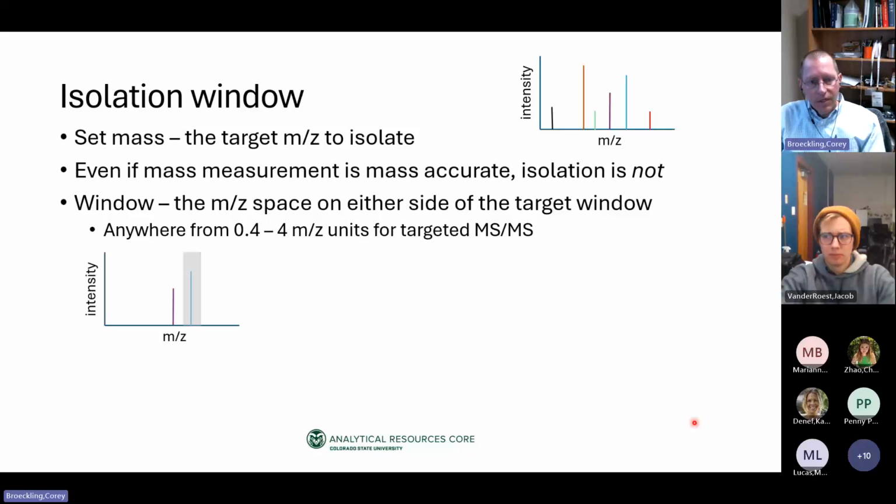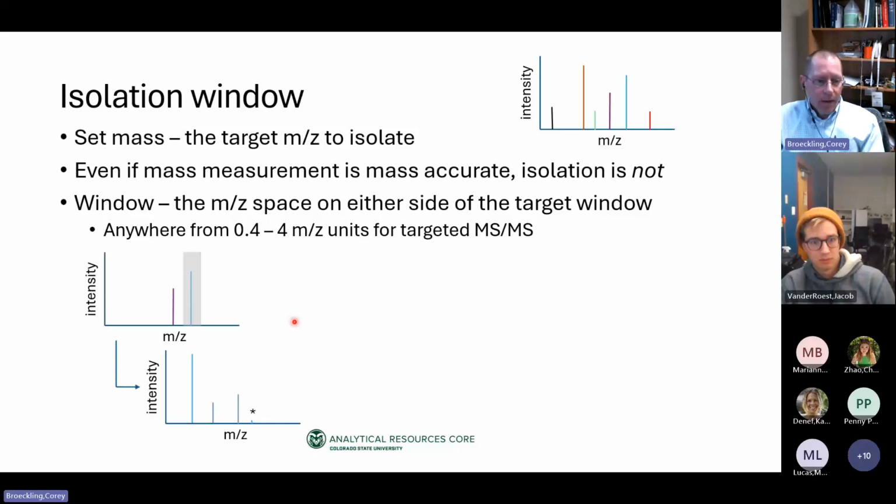And so what we have is we have a set mass that the quadrupole is isolating, but it's also isolating a small range of masses around it. And so I refer to it as the window here. So this mass to charge space on either side of your target ion, this could be anywhere from about 0.4 to 4 mass units, depending on the instrument and the settings that you're operating under. So in the example that I have here in the spectrum, our isolation window, which is this gray box, isolates the blue ion and excludes the purple. The MSMS spectrum that we generate then is going to have fragment ions that are only derived from the blue precursor.